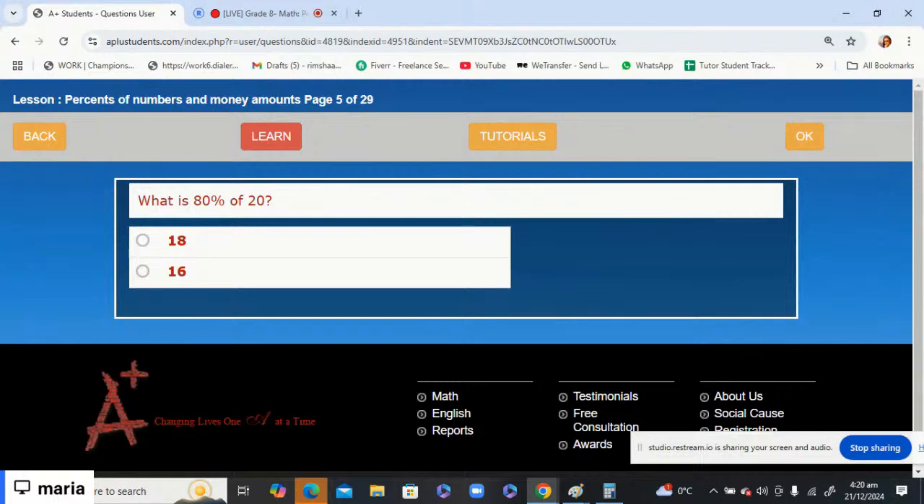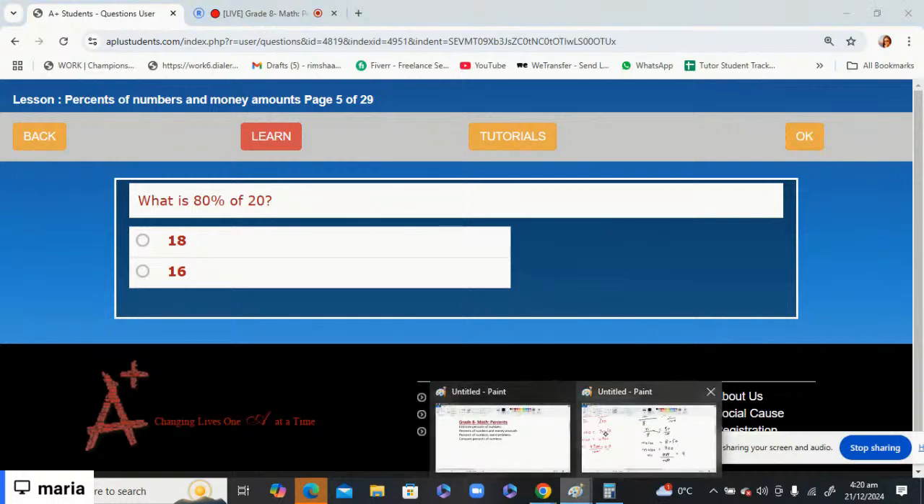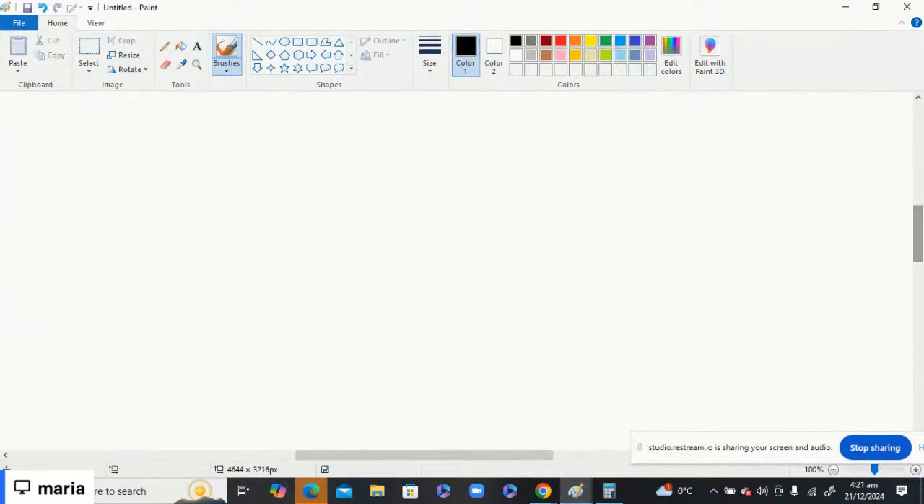What is 80% of 20? It's 18 or it's 16. Now you guys solve it and then tell me the answer.